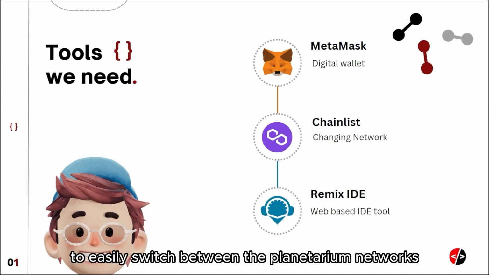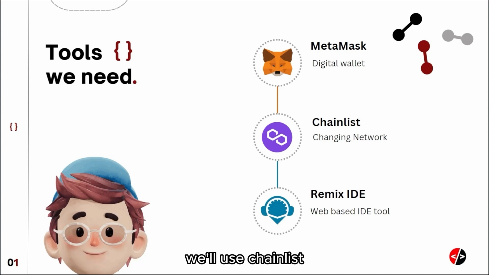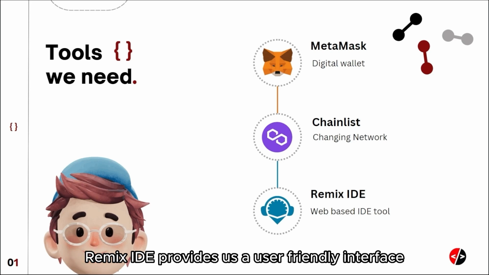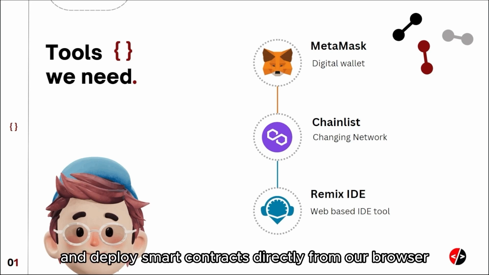To easily switch between different Ethereum networks, we'll use chain lists. For our smart contract, we will use the Remix IDE. Remix IDE is a powerful IDE for Solidity contract development. Remix IDE provides us a user-friendly interface to write, compile, and deploy smart contracts directly from our browser.